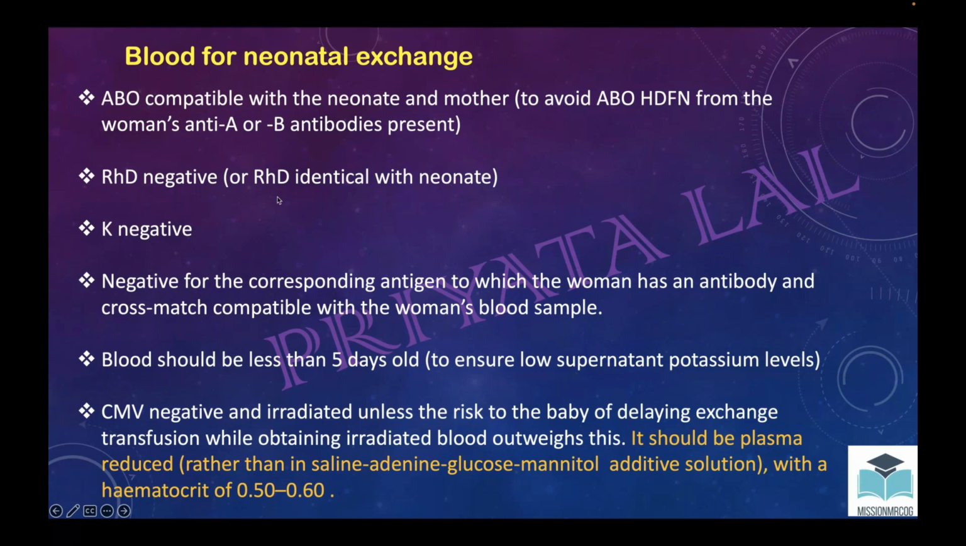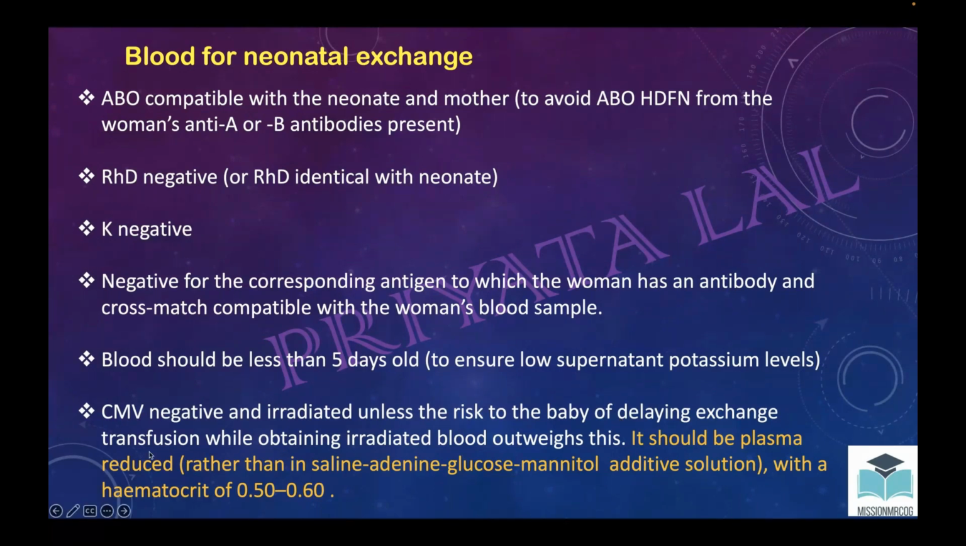It should be K negative. It should be negative for the antigen against which the mother had antibody, again to avoid that antigen-antibody reaction. It should be less than 5 days old, CMV negative, irradiated, and the hematocrit will be 0.5 to 0.6. Again, I have not seen any question from here, but you should have a little knowledge about it. If any SBA comes, you'll be able to answer.